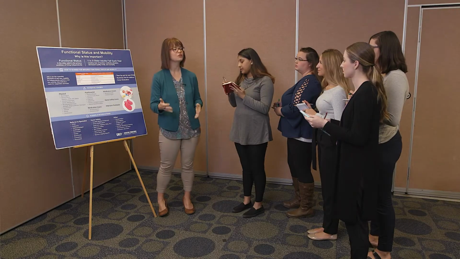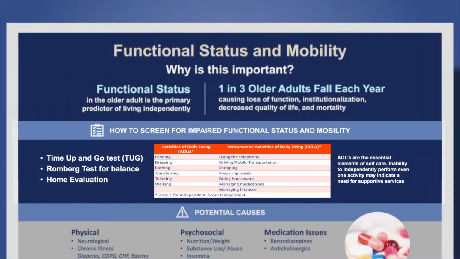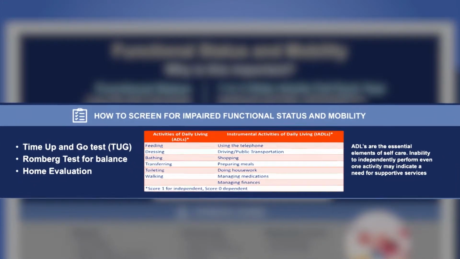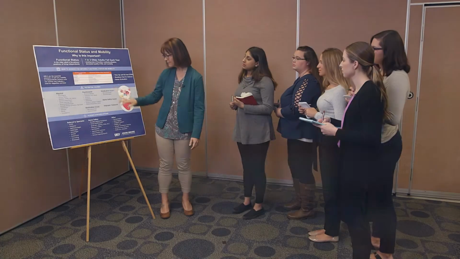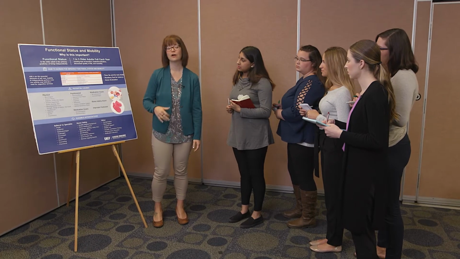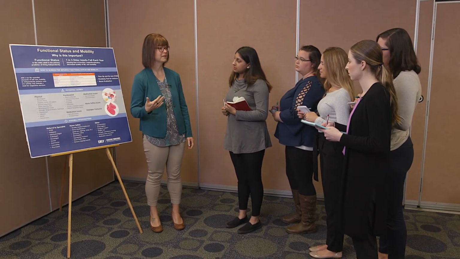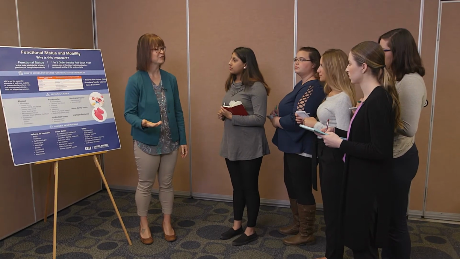Making food, preparing it, organizing it, going shopping, those are your instrumental activities. But then using the telephone, driving, or that ability to use public transportation, doing the housework, and then particularly for older adults, managing their finances and managing their medication. Those are all the IADLs that you might hear us talk about. Great. And those then pair into what our mobility is: what is our ability to walk and to ambulate without risking having a fall.